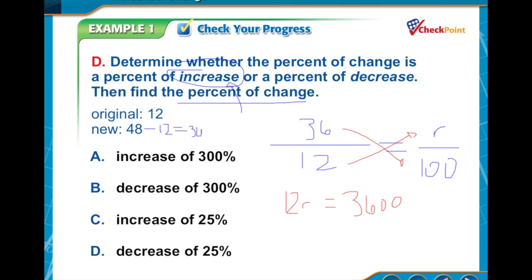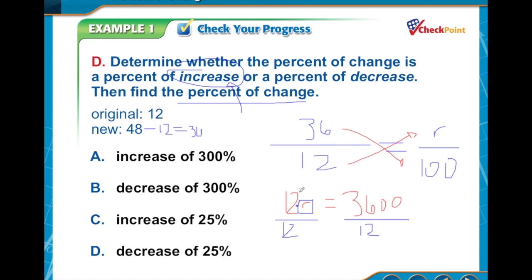And now we remember our goal is always to get our variable alone when we want to solve for it. So there's R. This 12 is in the way. We don't want that. It's tied by multiplication. So to get rid of multiplication, we have to do the opposite. So we divide. We divide by 12. Whatever we do here, we have to do on the other side as well.